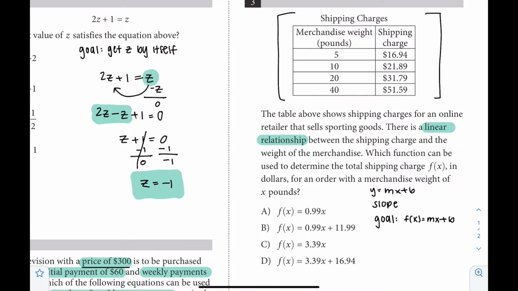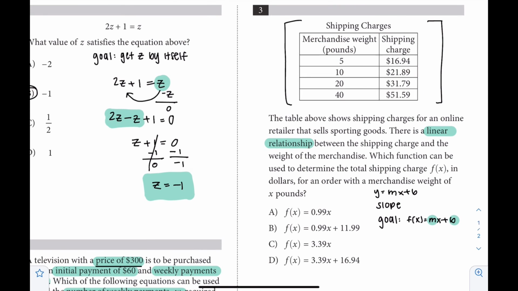All we really need to worry about is finding our m, which is our slope, and a b, which is a y-intercept. So our goal is to simply use this table data and write an expression. Now, how can we do that? We can first use these numbers that we're given to find a slope so that we can start with an equation.